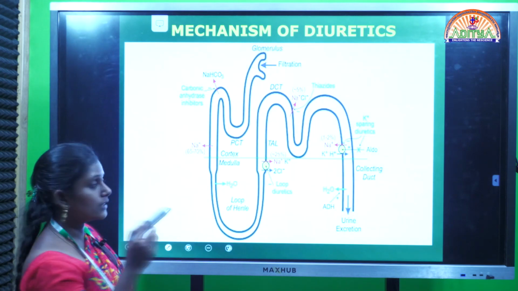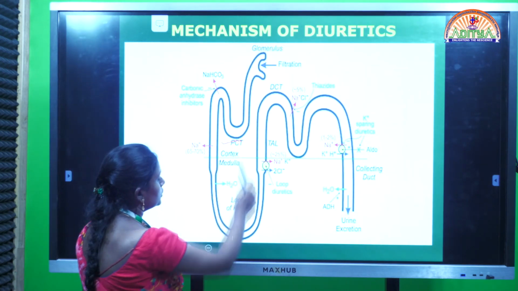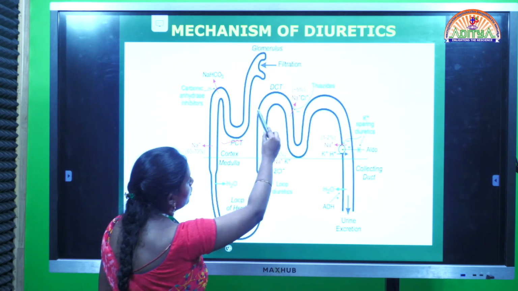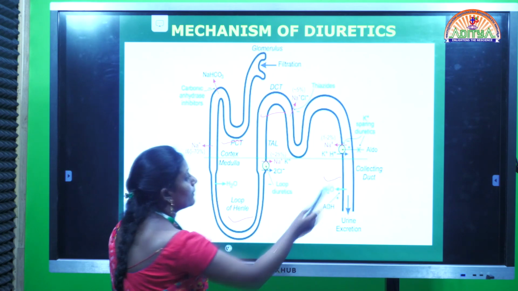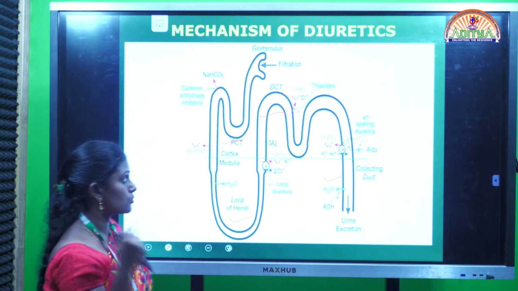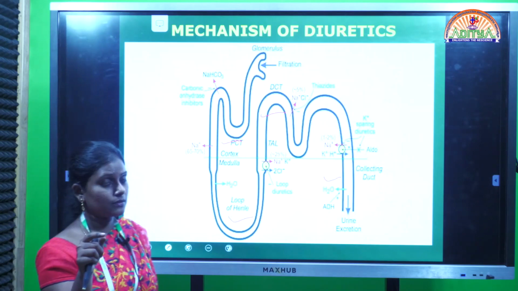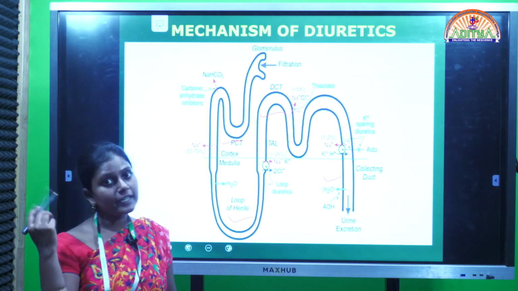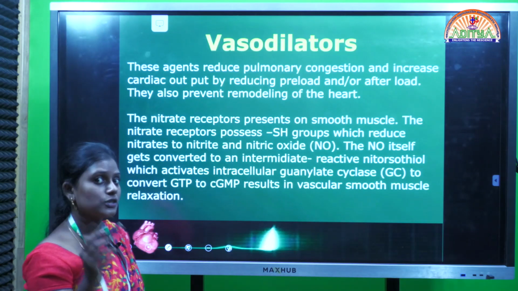And you can see the diuretics mainly target the proximal convoluted tubule, loop of Henle, as well as the DCT and collecting duct. So they mainly target these areas. They inhibit the reabsorption of sodium and water in these areas. Inhibiting reabsorption means what? Increasing the output. Urine output will be increased. Next, that means glomerular filtration also increases.